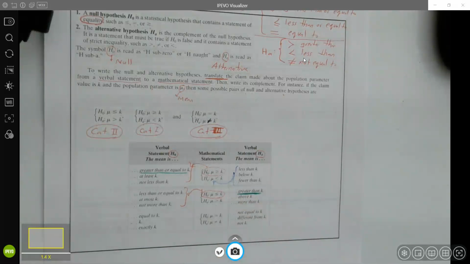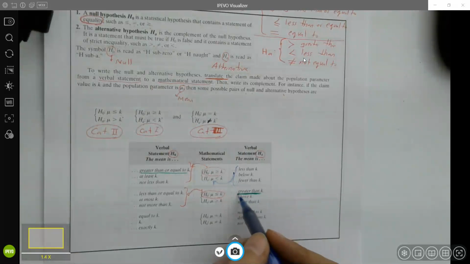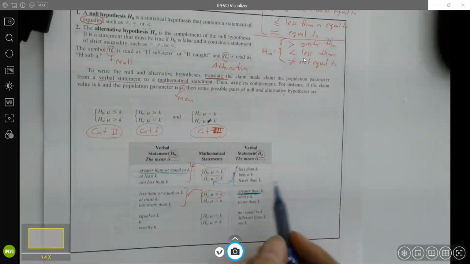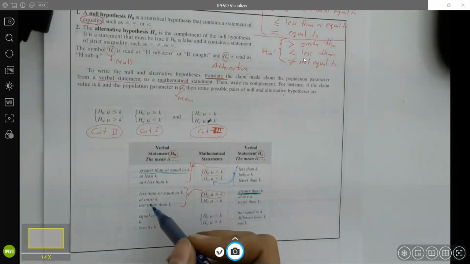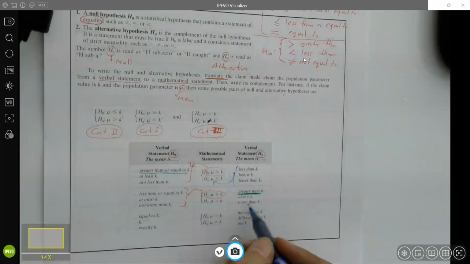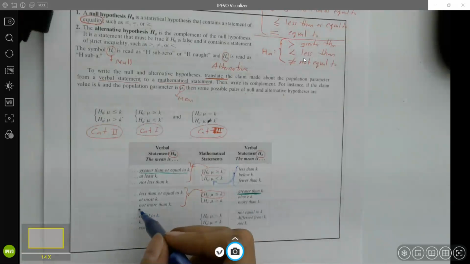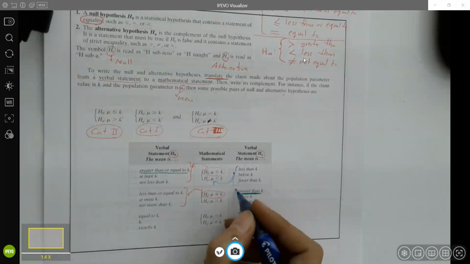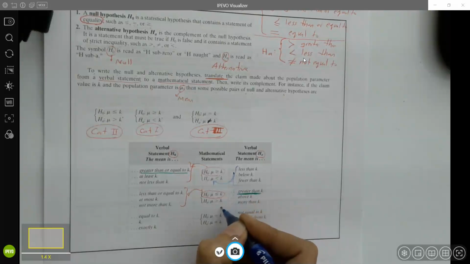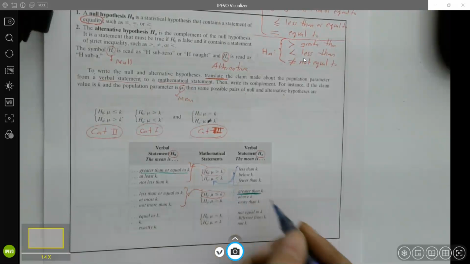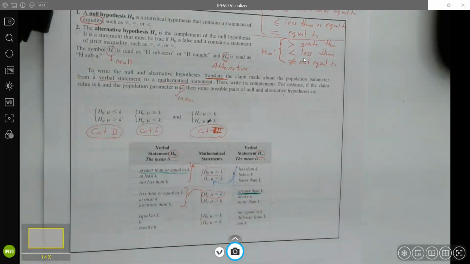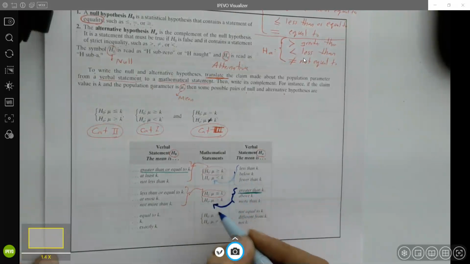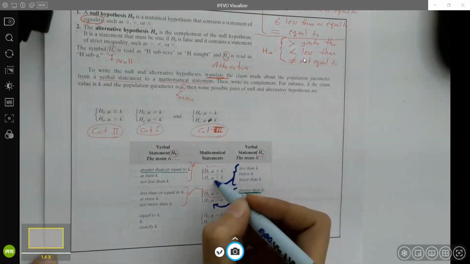So here we have greater than K, which is the opposite of less than or equal to K. Above K, the opposite of at most K. More than K, the opposite of not more than K. All of these indicate that you have an alternative hypothesis.